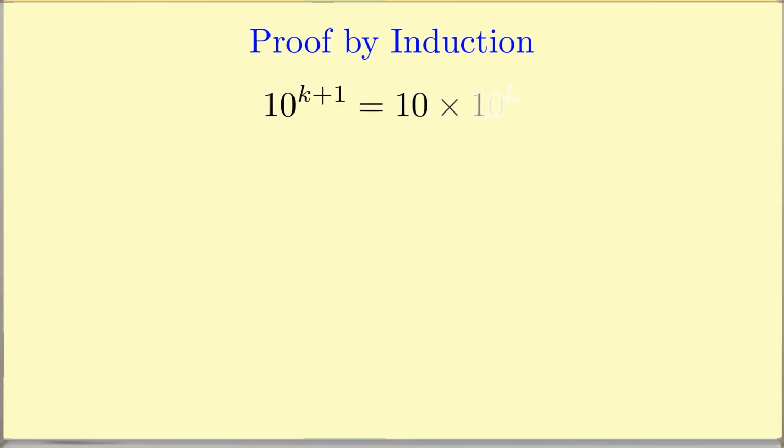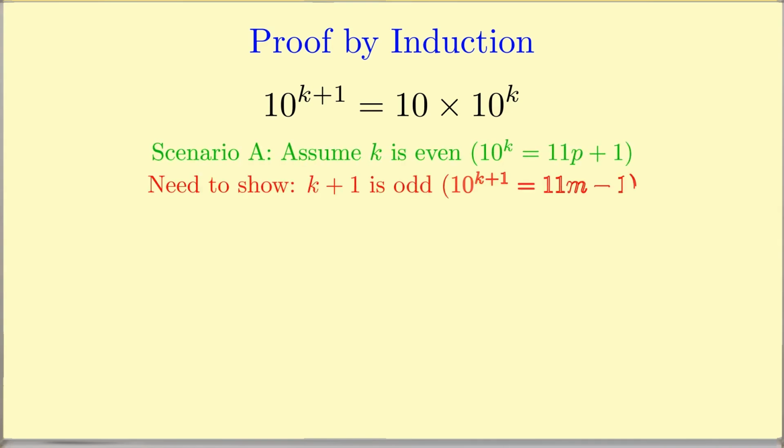To find the next power of 10, we just multiply the current one by 10. 10 to the power of k plus 1 equals 10 times 10 to the power of k. Scenario A. If the current k is even, we substitute our even rule, 11p plus 1, into the equation. 10 times the quantity 11p plus 1 equals 110p plus 10.